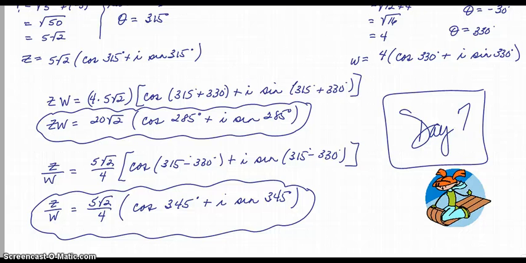But remember that theta has to fall between 0 and 360 degrees, so we have to convert that negative 15 degrees to 345 degrees. So our final answer would be z over w is equal to 5 square root of 2 over 4 times the quantity of the cosine 345 degrees plus i sine 345 degrees.